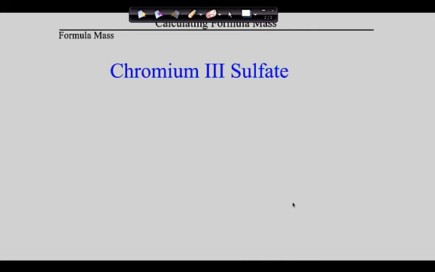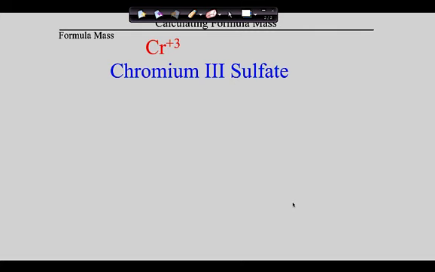So guys, we've got chromium 3 sulfate. What do we need to know in order to write the formula for chromium 3 sulfate? We need to know what chromium is, we need to know what sulfate is, and then we need to know the charges. So guys, chromium is Cr. But if you look at chromium on the periodic table, you'll notice that it's got a bunch of different charges.